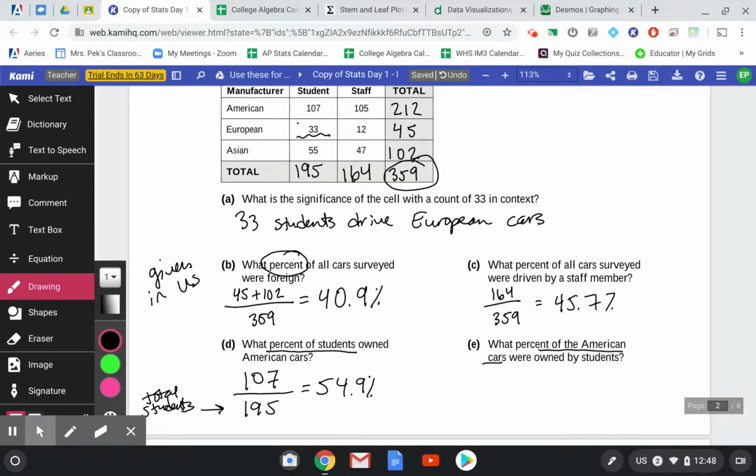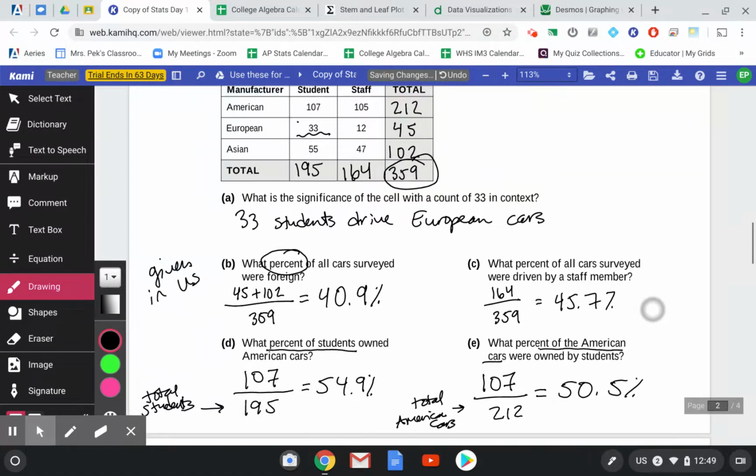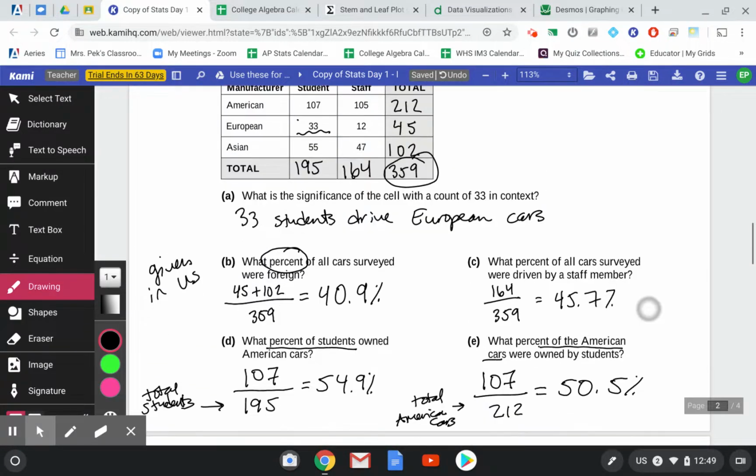So again, now the denominator is going to be total American cars. So that's going to be 212 are owned by students. So it's still the same numerator because out of that 212, there's 107 students. But the denominator is different the way it was phrased, and that's going to be 50.5%. So just playing around with the values in our contingency table there for a little bit.